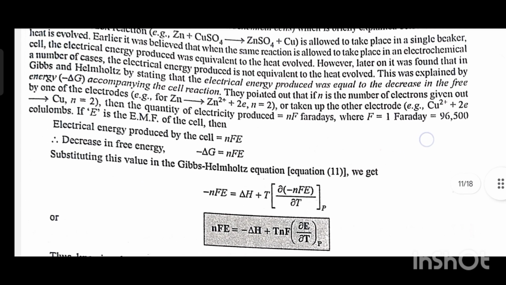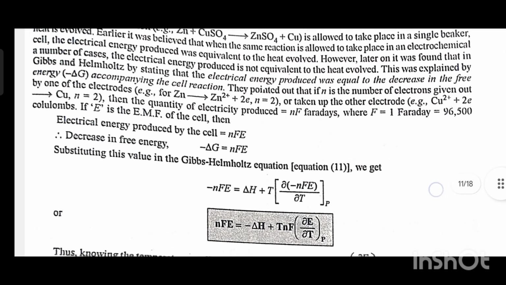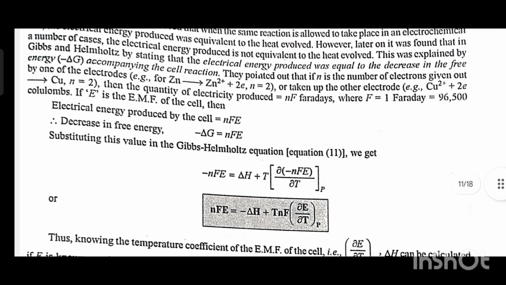is allowed to take place in a single beaker, heat is evolved. Earlier it was believed that when the same reaction is allowed to take place in an electrochemical cell, the electrical energy produced was equivalent to the heat evolved. However, later on it was found by Gibbs and Helmholtz that the electrical energy produced was equal to the decrease in free energy, minus delta G, accompanying the cell reaction.